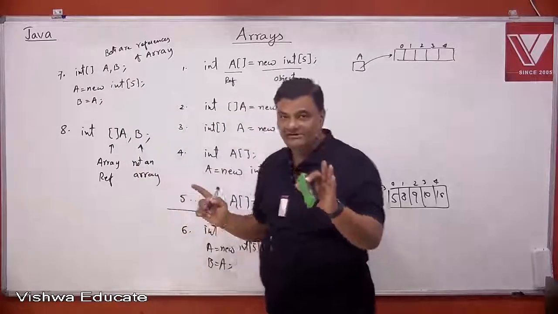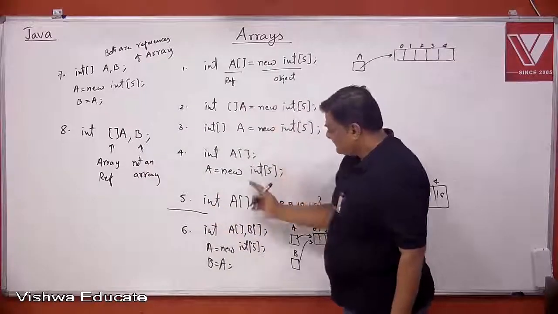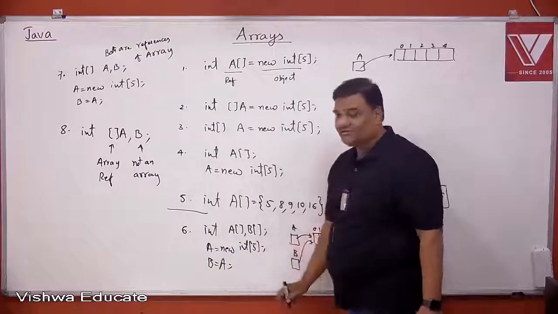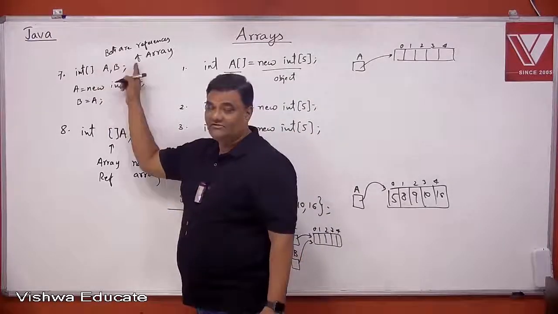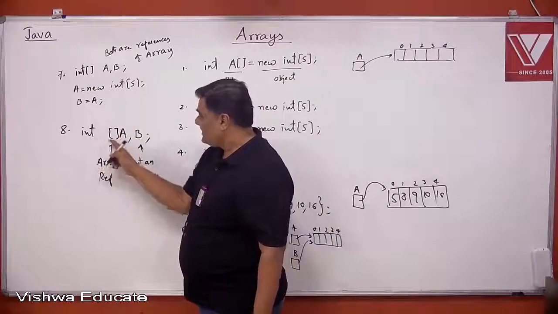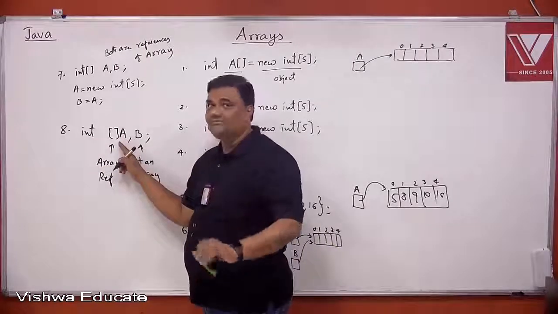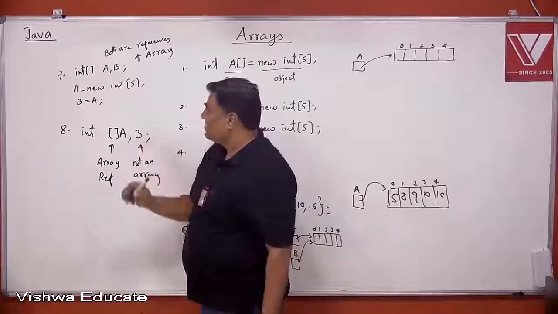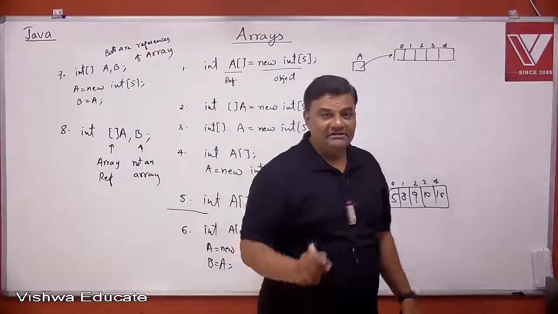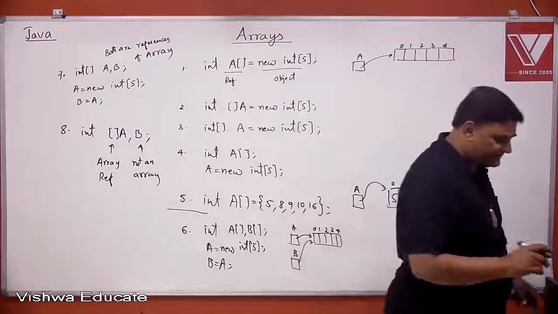So these are the points we have learned about how to declare arrays till here. Then I have shown you some variations. You can have multiple references and you can declare references like this also. Both are array references. And if you give brackets along with the variable, then that variable becomes an array reference, and this is not an array reference. Right? So take note of this. These are the various ways you can declare arrays.